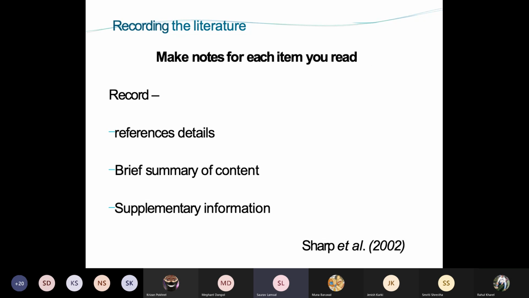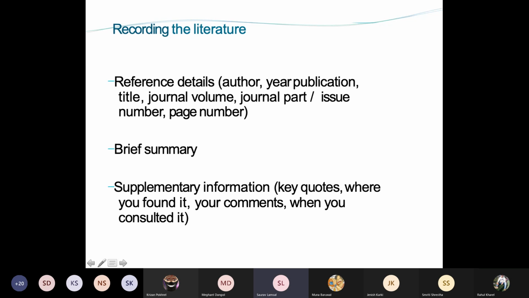Recording the literature. How are you going to record the literature? You need to make notes for each item you read: the reference detail, a brief summary of the content, and supplementary information. So while writing the literature review chapter, you need to write content from the previous researches. While copying that content, you first need to copy the brief summary of the content, and you are going to take the reference of that brief summary.